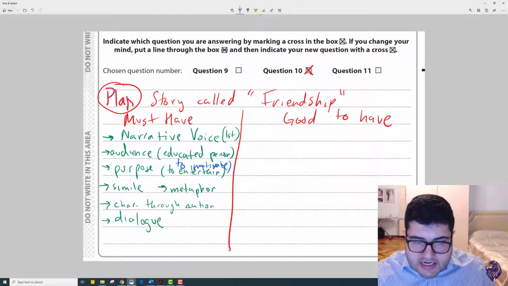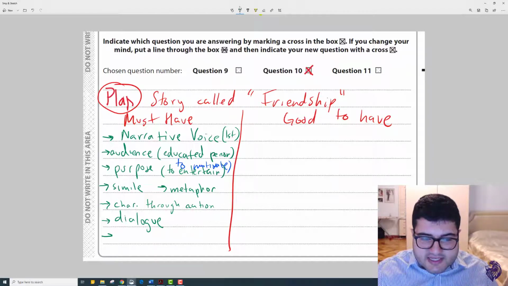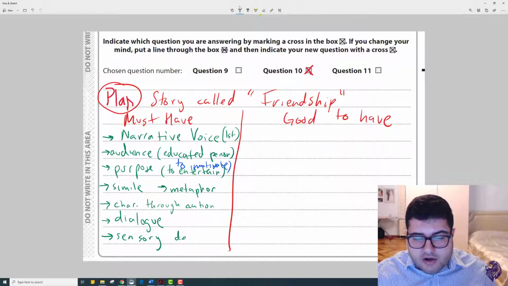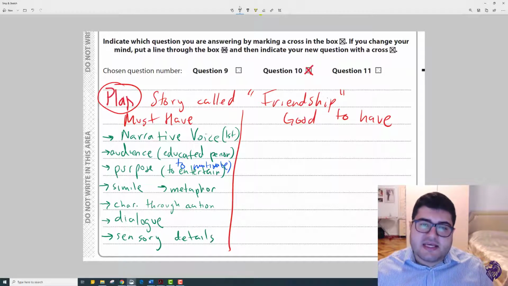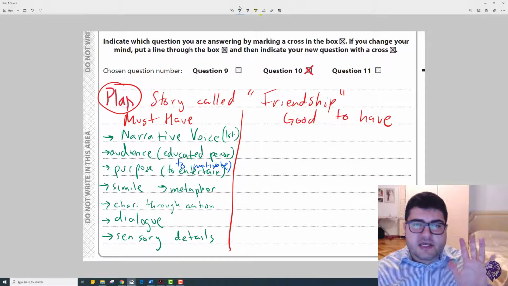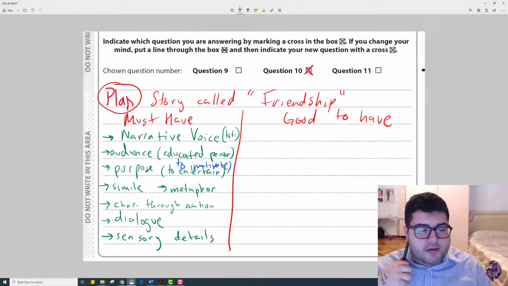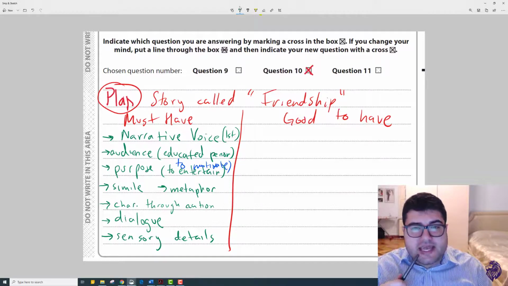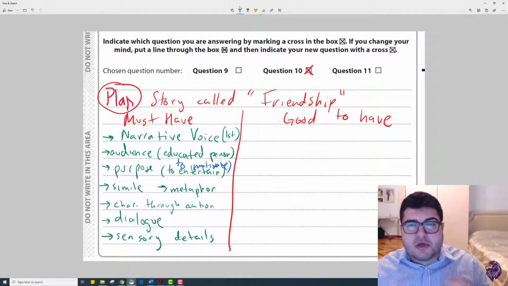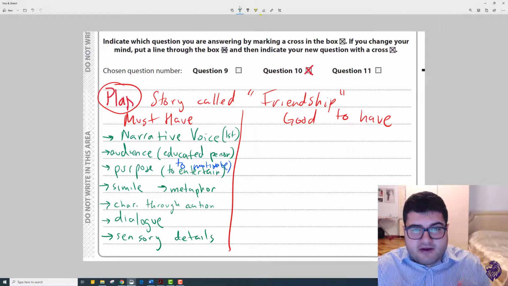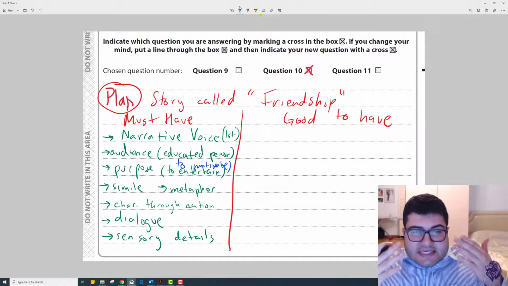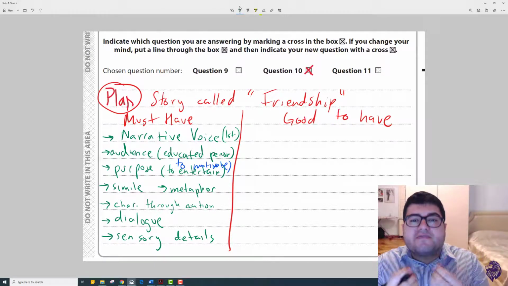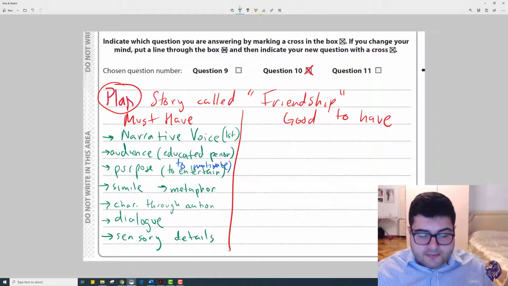Then another important thing to have is some sort of sensory detail. Sensory details are things that describe our five senses. So our sight, our auditory sense, our olfactory, which is smell, our taste, and our touch. So the five senses. Make your writing descriptive enough that the reader can see, hear, smell, taste, or feel certain aspects of what's going on in your story.